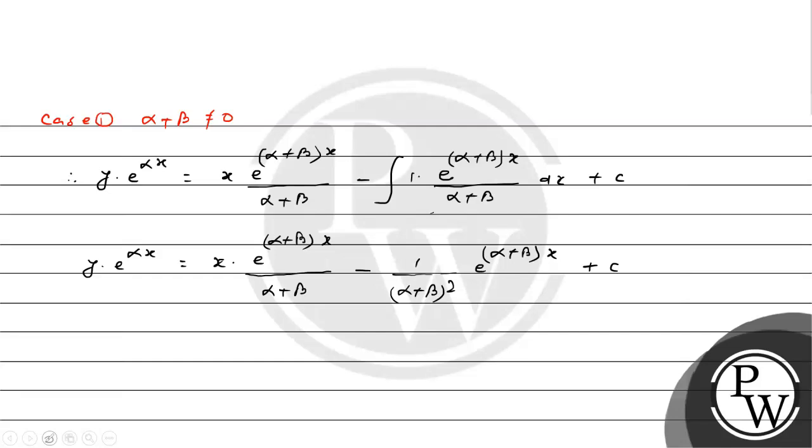For finding c, given y(1) = 1, that is at x = 1, y is 1. So 1 times e^alpha = 1 times e^(alpha+beta)/(alpha+beta) minus e^(alpha+beta)/(alpha+beta)² plus c.